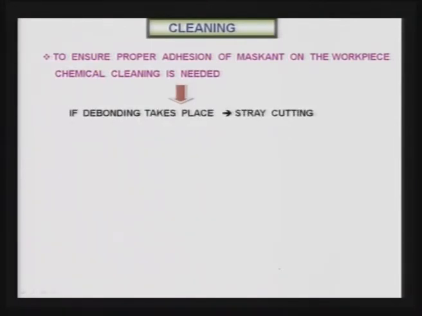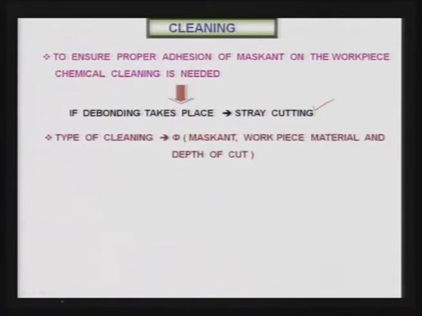So, if debonding takes place, then stray cutting will take place. Whatever I mentioned in the earlier slide, if material is being removed from the debonded area, that will be called stray cutting, just like stray cutting in the case of the ECM process. The type of cleaning will depend upon, or is a function of, what type of maskant you are using, what the workpiece material is, and what the depth of cut is to which you are going to machine.